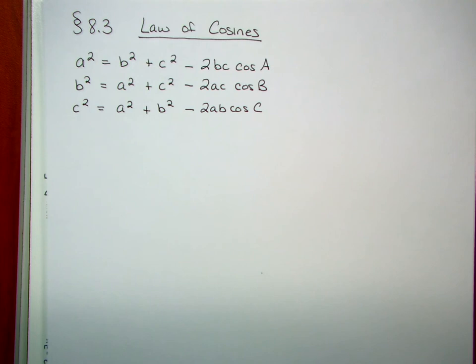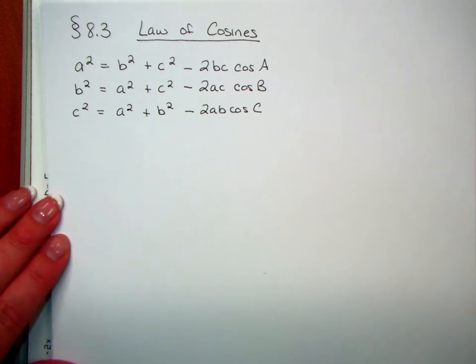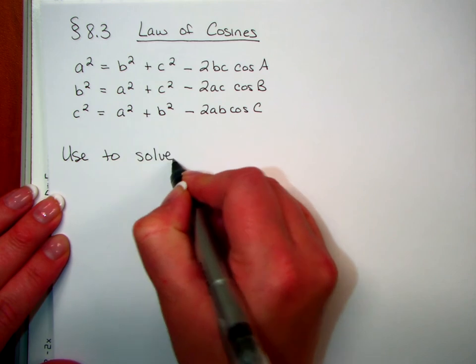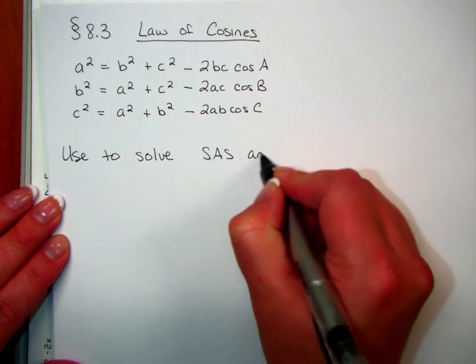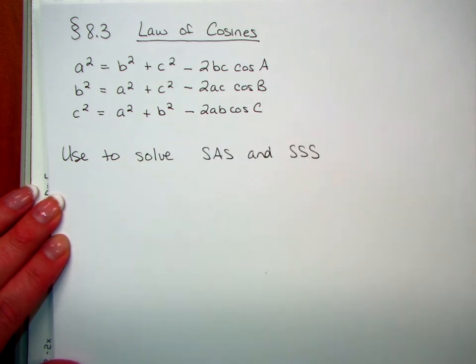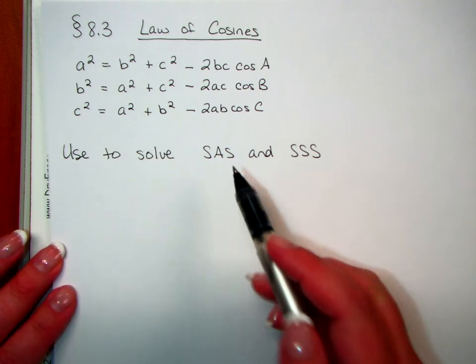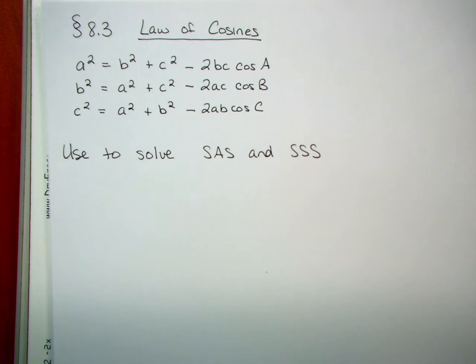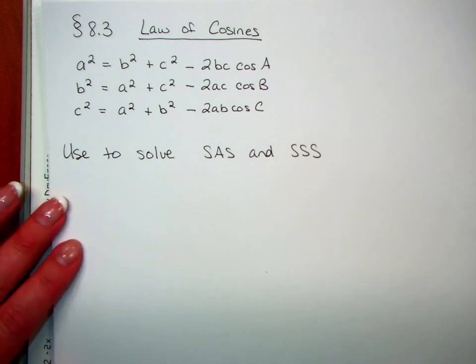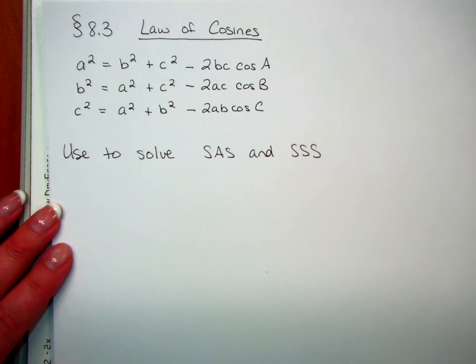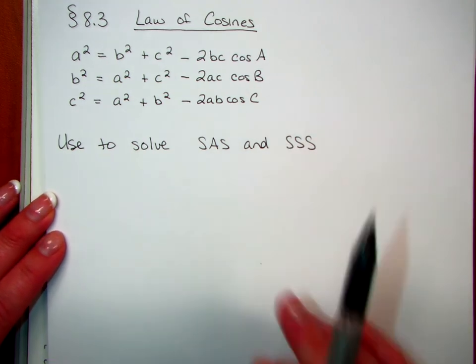All right, law of cosines is used to solve two different types of triangles, and those are the side angle side and the side side side. So we're going to use it to solve side angle side and side side side. This is an alternate to law of sines. You're going to notice when we draw these triangles out that law of sines cannot be applied here. So if we run into some given information and we can't use law of sines, we are going to have to use one of these law of cosine equations.